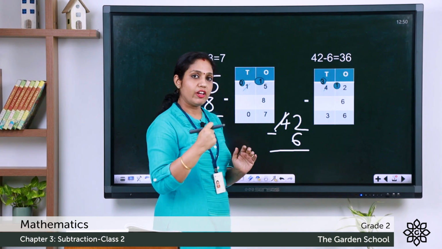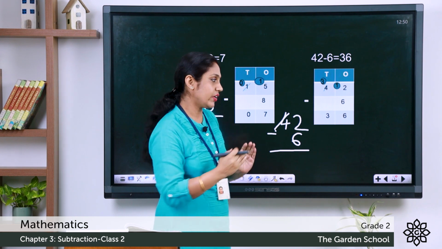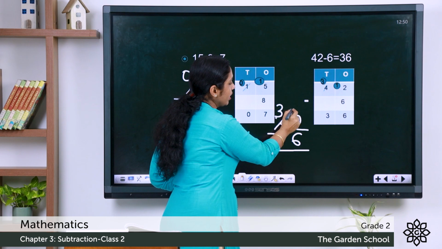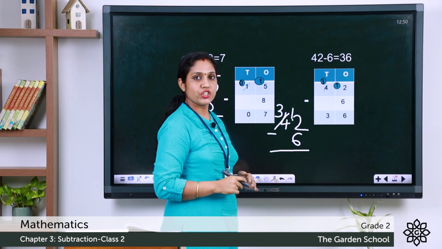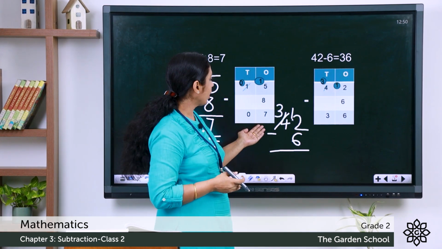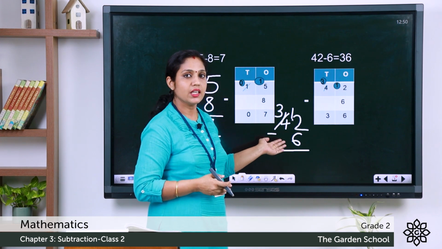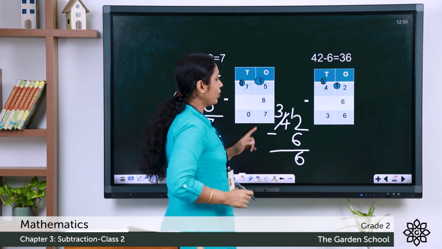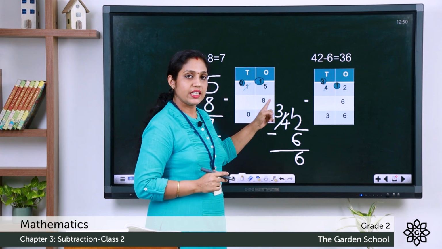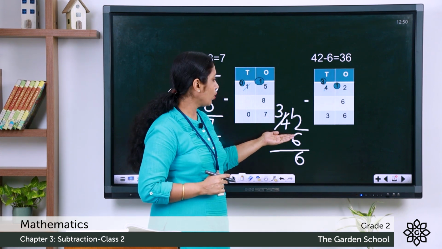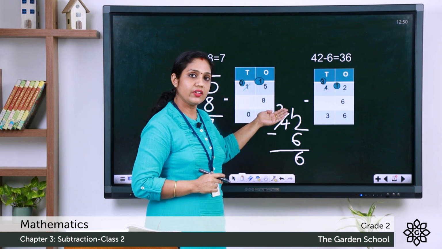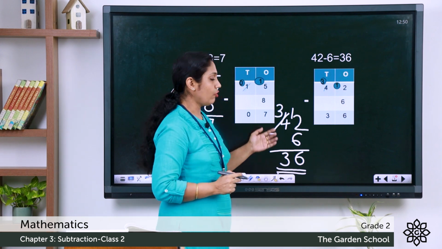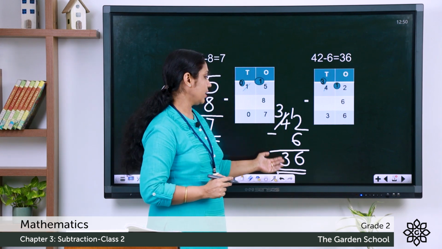So when we take 1 away from 4, what happens? We get 3. You can write 3 over there. And that 1 you can add on to the ones position and you get 12. Now you can subtract 12 minus 6 and the answer is 6. You have 3 here in the tens position. Only 3 is there, no other number. So you can write that 3 in the answer. And the answer is 36. 42 minus 6 is 36.